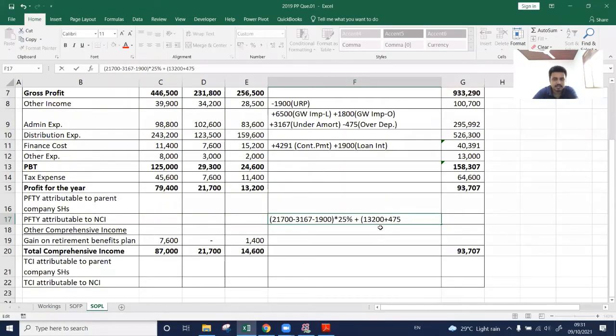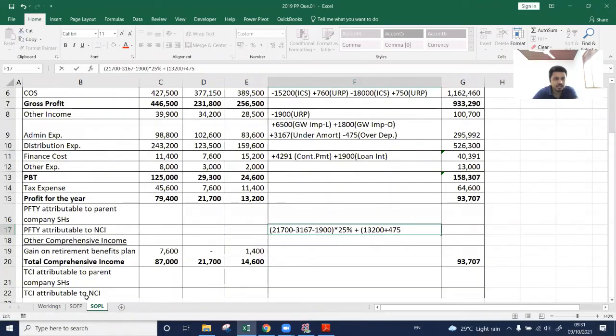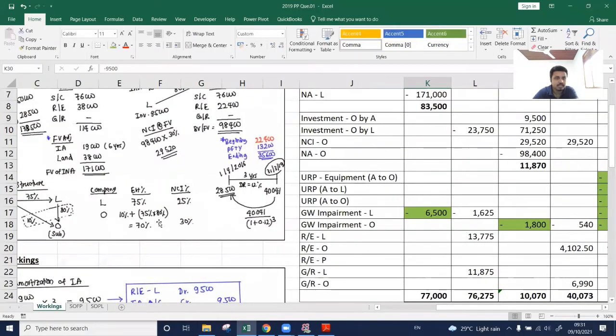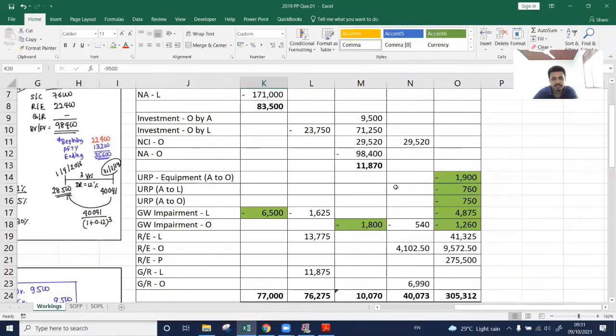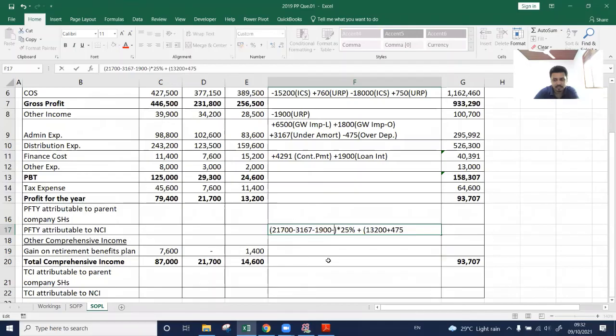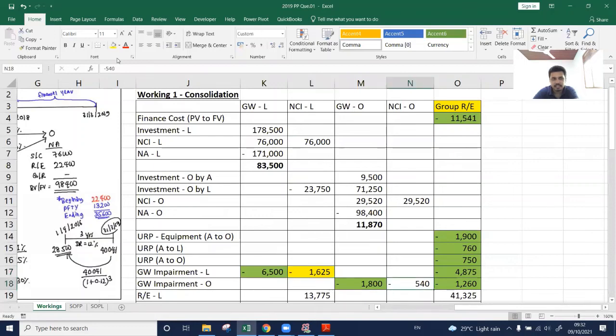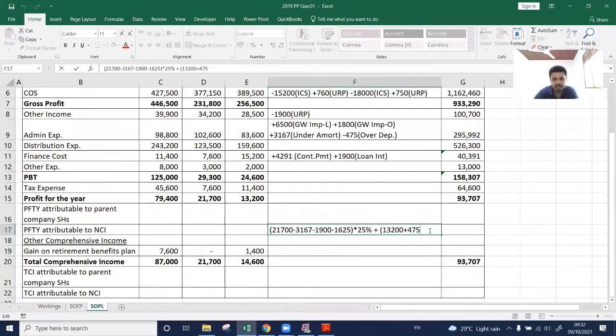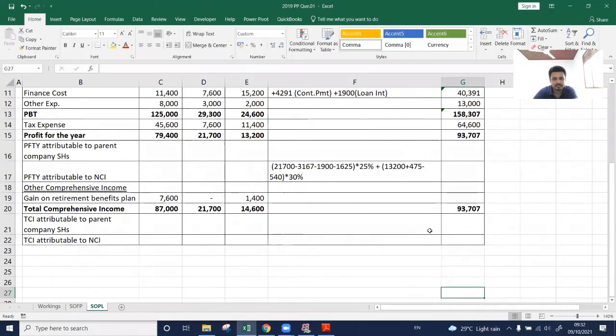And one more thing, we need to adjust for the goodwill impairment, as we have considered the fair value method in assessing NCI. As a result of goodwill impairment, the NCI of Lemon PLC has been reduced by what figure? 1625. That one also we need to consider here, minus 1625. With respect to Orange PLC, that is 540, which we need to consider. From this, what is the NCI percentage? That is 30%.